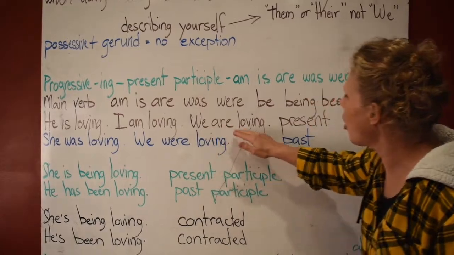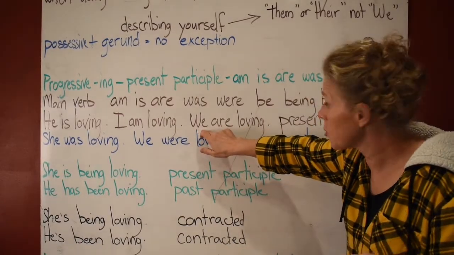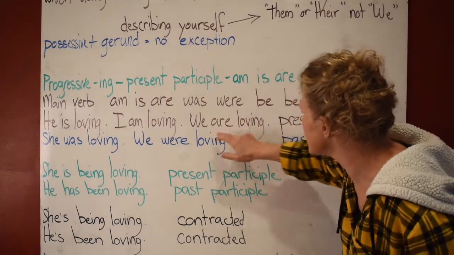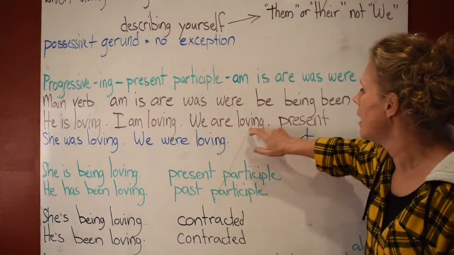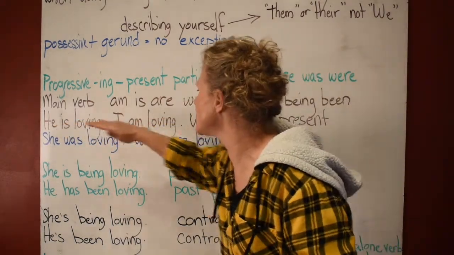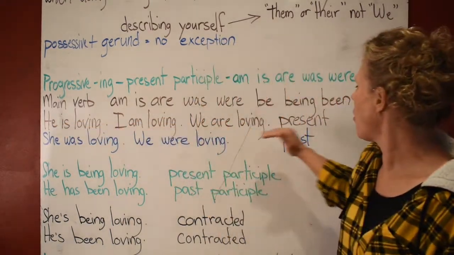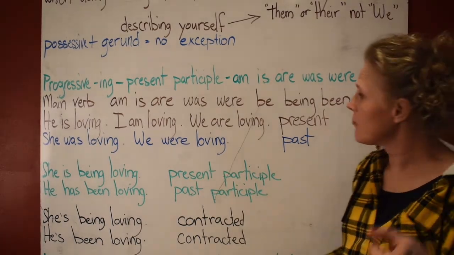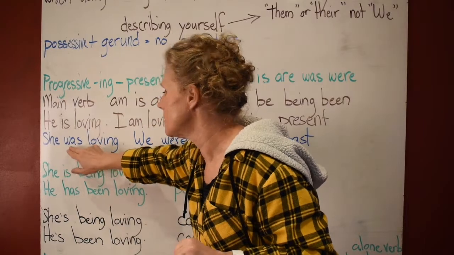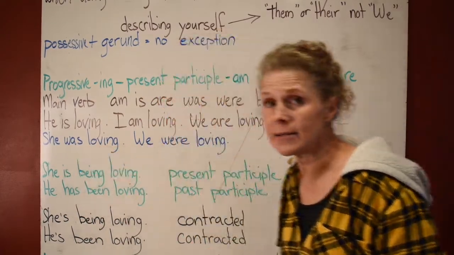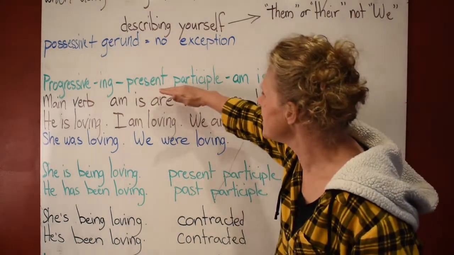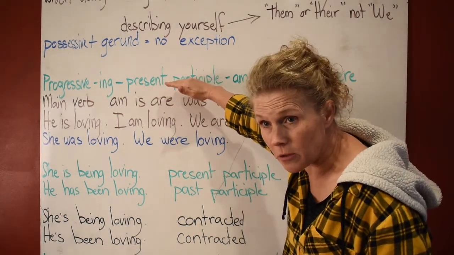But we have we are loving. This is plural, present, plural. This is still in the present, but it's plural. And you have your present participle. These are all present. Is, am, and are, they are all present. But if we say she was loving, look, third person, was is in the past, was loving. But look at this, it's still the present participle.